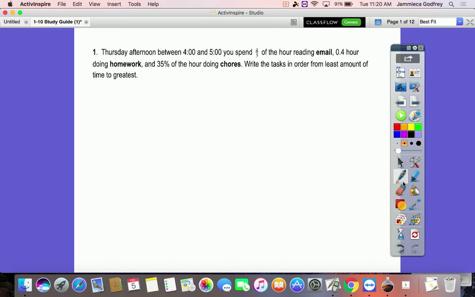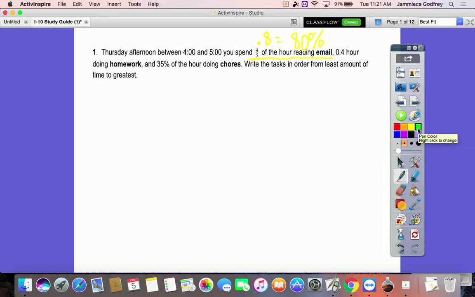So the first thing that we need to do is make sure that our numbers are all in the same unit. The easiest way to do this is to put this in the form of percents. So we're going to start with our first one here that says 4/5 was spent on emails. So if you put in your calculator 4 divided by 5, it will give you decimal 0.8. Well, decimal 0.8 as a percent is 80%.